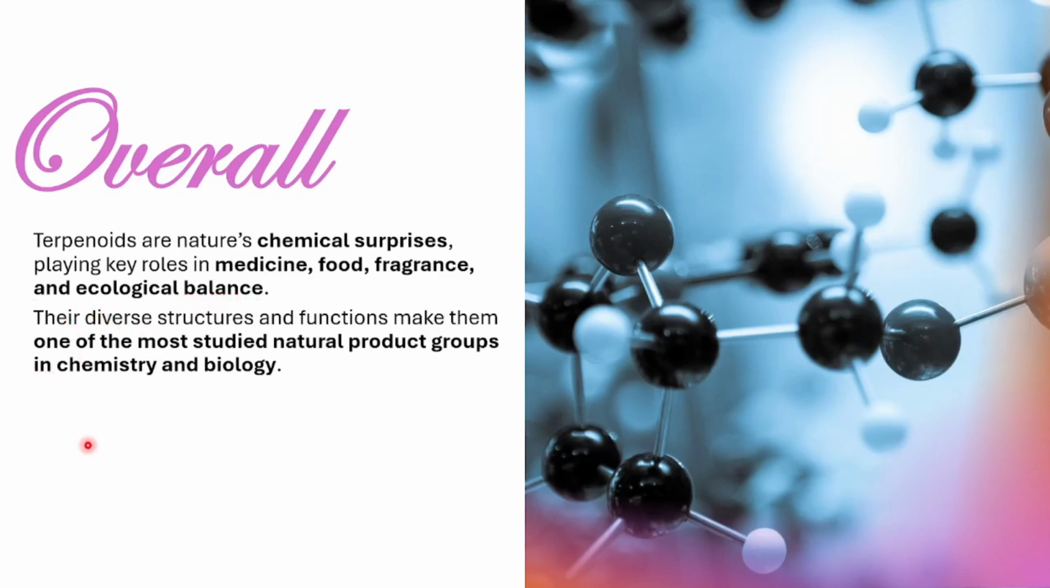Their diverse structure and functions make them one of the most studied natural product groups in chemistry and biology, because different types of terpenoids have different structures, and due to different structures they have different values in medicine, flavoring, food, and fragrance, and overall ecological balance, because they are also used for defense purposes to save the plant body, of which resin is one of the best examples, and overall carotenoids give color to the fruit bodies and the vegetable bodies.